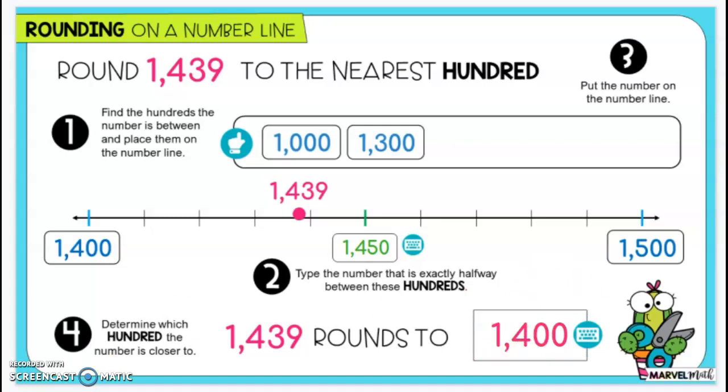Remember, boys and girls, we learned today how to round to the nearest hundred. Remember to always look at your hundreds place. That is the 1, 2, 3, the third number in your number.